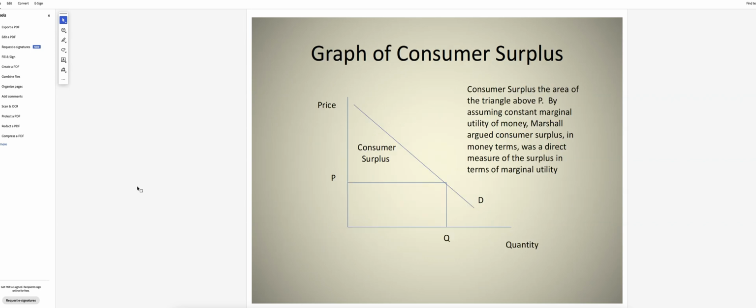And we see that right here, where the demand curve is capturing everyone's reservation price, their maximum willingness to pay. But if they're actually paying the equilibrium price, these people are all going to feel like they got a good deal, that they would have been willing to pay more, but they didn't have to.